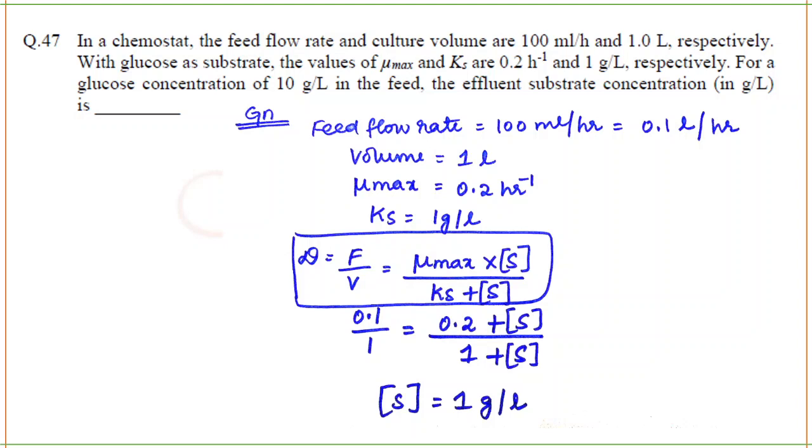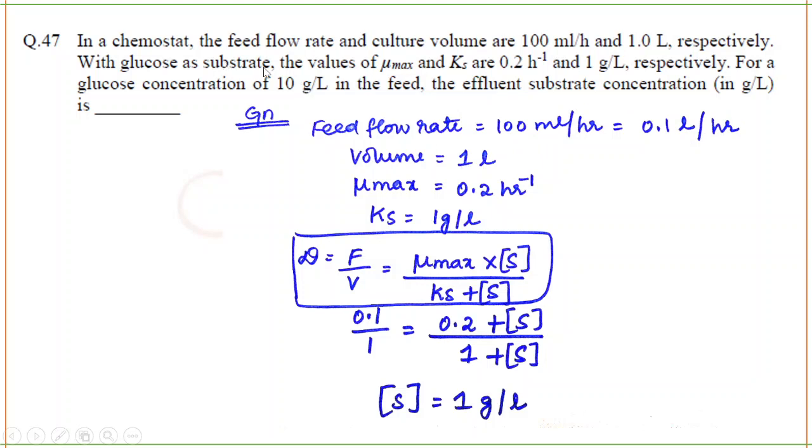So this is our first question. In a chemostat, the feed flow rate and the culture volume are 100 ml per hour and 1 liter respectively. The feed flow rate is given as 100 ml per hour. We want this in liters, to maintain the equality of all the units. So we are going to convert it into liters. 100 ml is 0.1 liter. Next, volume is given as 1 liter.